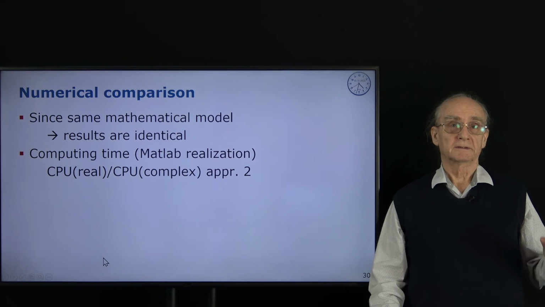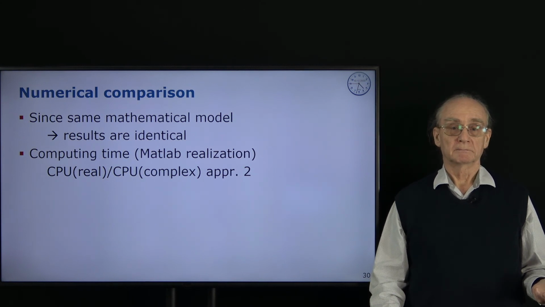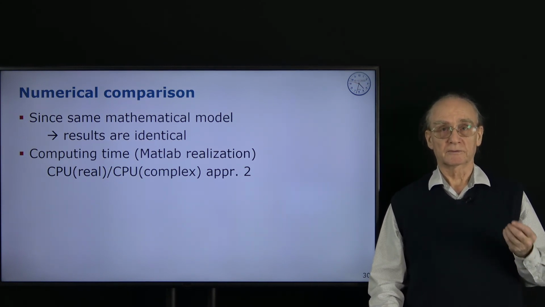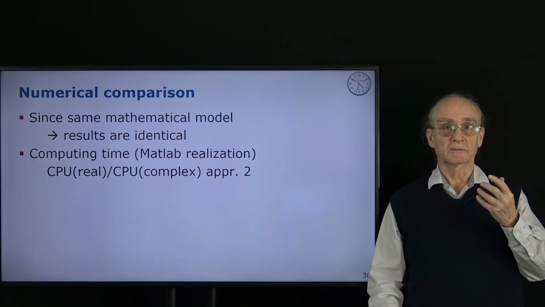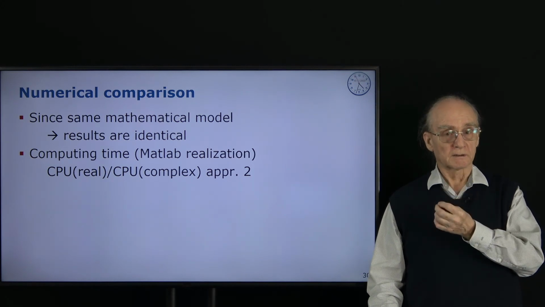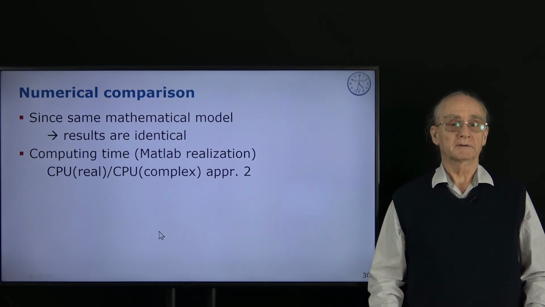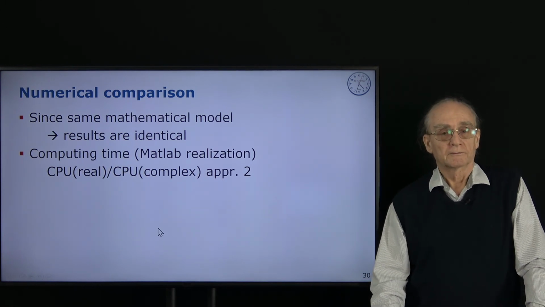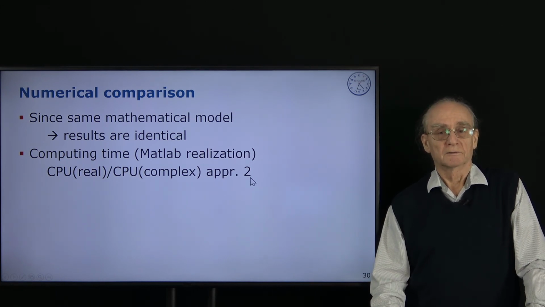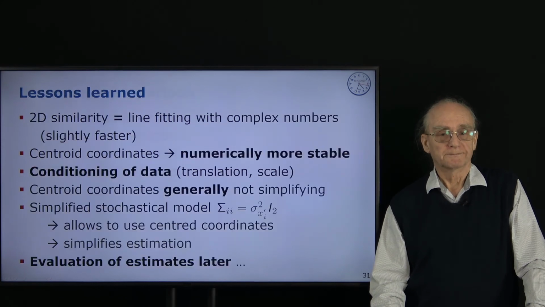Of course, the results using complex numbers or vectors are the same, because the mathematical model is the same. We use the same input data, we use the same model, scaled rotation and translation, and we use the same stochastical model. That means the results must be identical. If you implement this in Matlab, you find out that the solution with real numbers is approximately a factor 2 slower, which might be interesting or not.